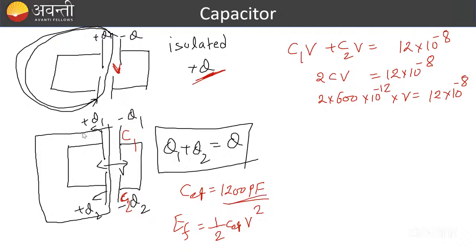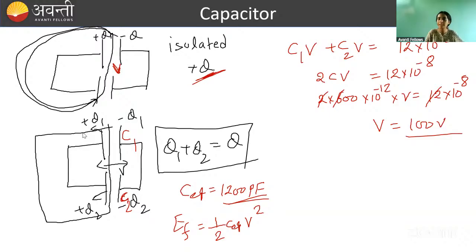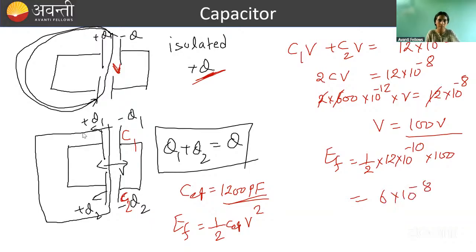Okay, ठीक है? So now you calculate it, 2C into this. So this 12 will get cancelled. 10 to the power minus 10 here. V will be 100 volt. So voltage is 100 volt. Energy final आप निकाल लो. Half C equivalent is how much? 12 into 10 to the power minus 10 into 100. So this is 6 into 10 to the power minus 8 joule, right?